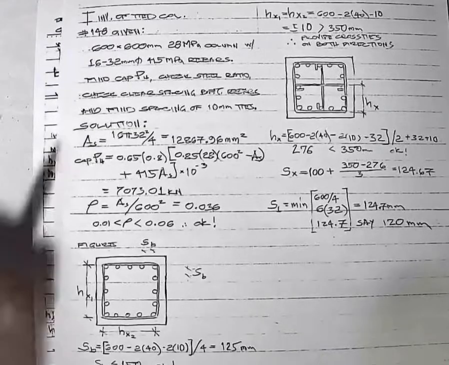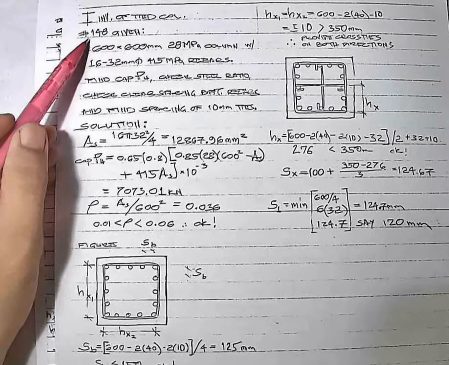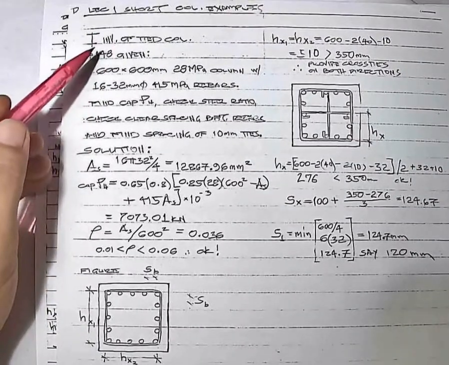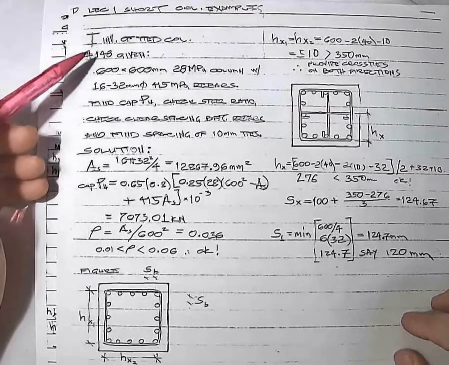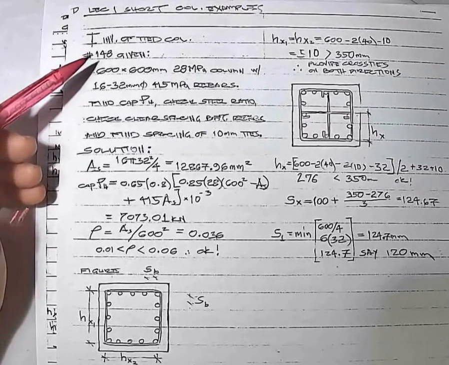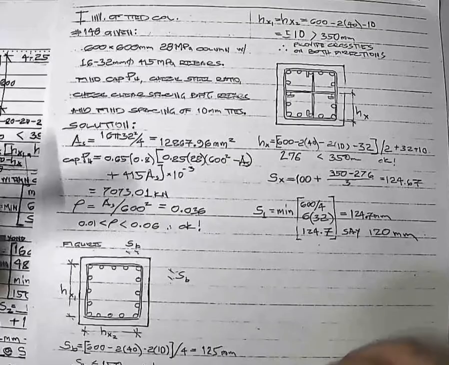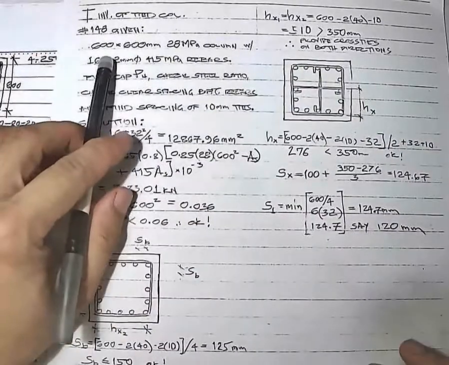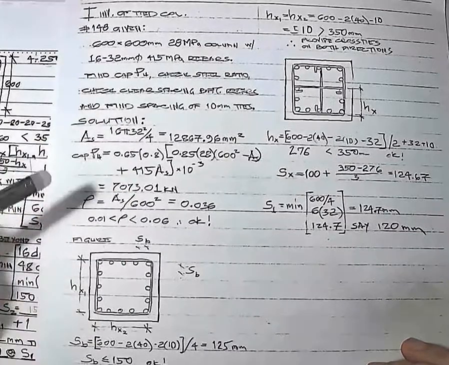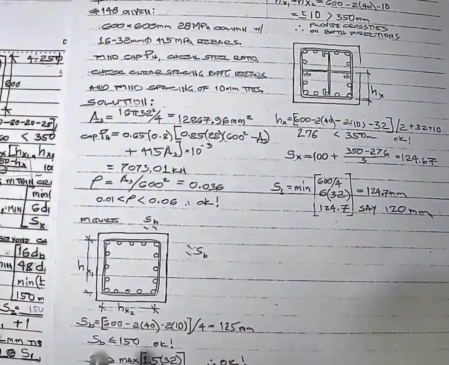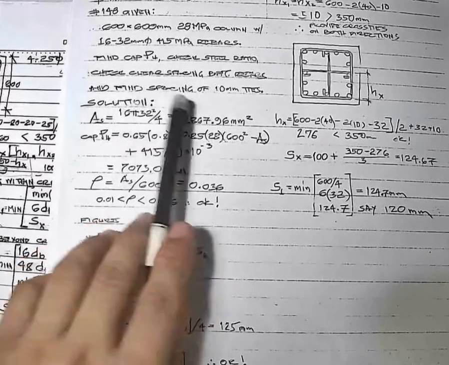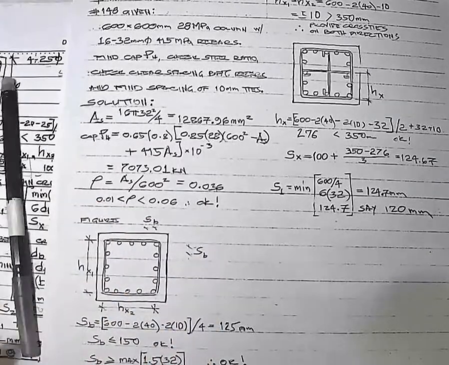Balik tayo sa problem 148. Nasa Roman numeral number 1. Investigation of tied column. Dito sa problem 148, we have a 600 by 600 square column. So, check clear spacing between rebars and find spacing of 10 mm ties.